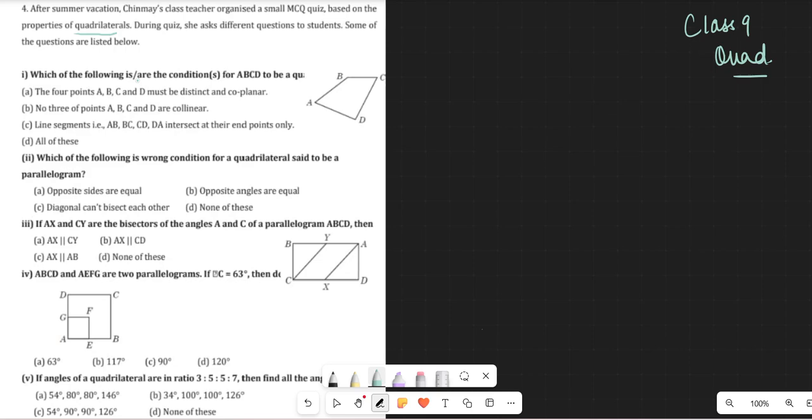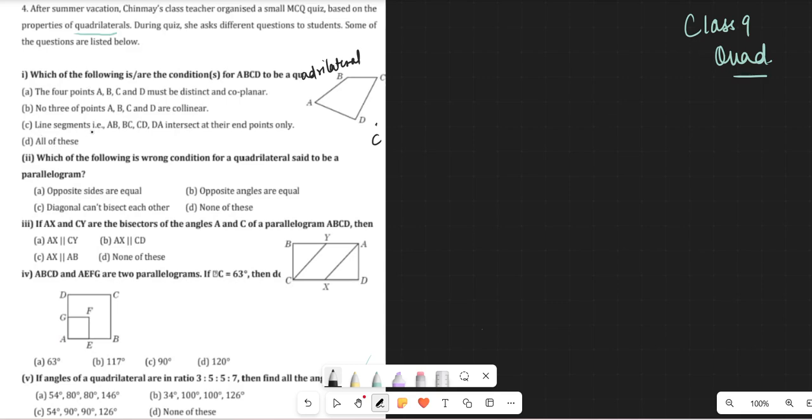Which of the following are the conditions for ABCD to be a quadrilateral? Yes, this is a quadrilateral. So all 4 points A, B, C, D must be distinct and coplanar. Coplanar means they lie on the same plane, and distinct, of course, they should be distinct points. No three of them are collinear. Yes, they should not be on the same line, otherwise no quadrilateral will be formed.